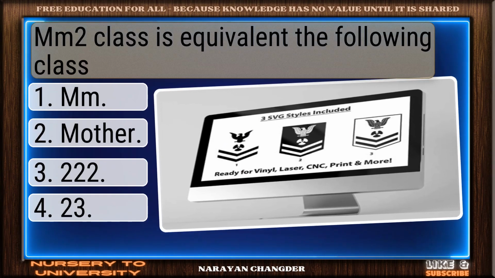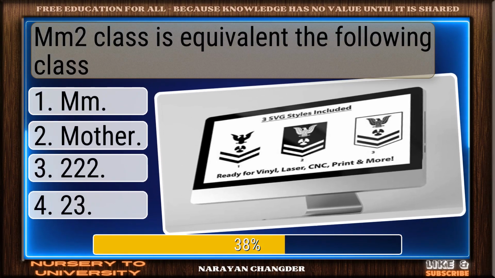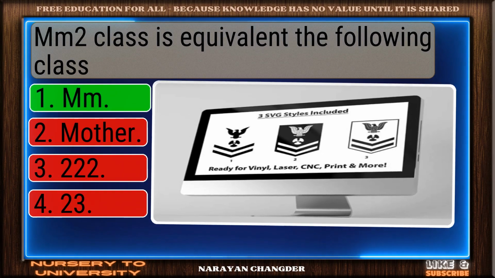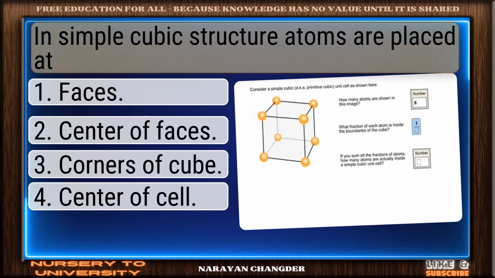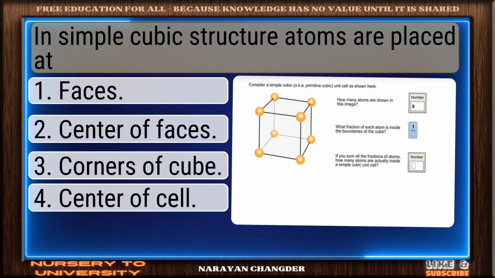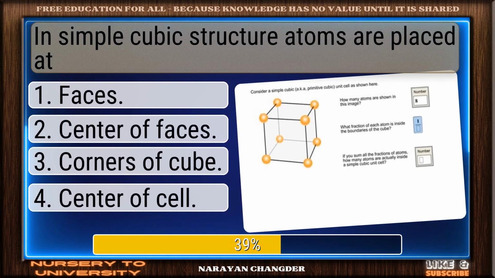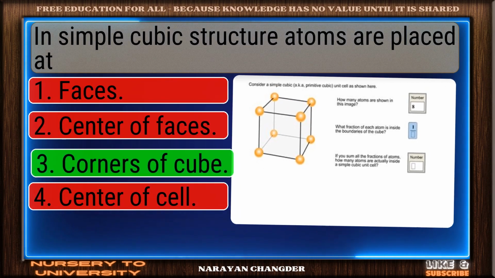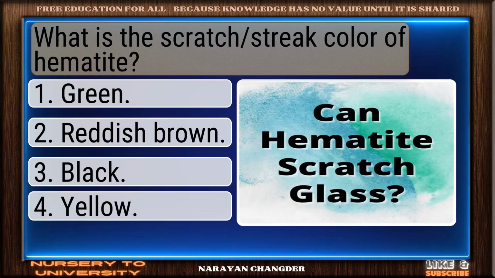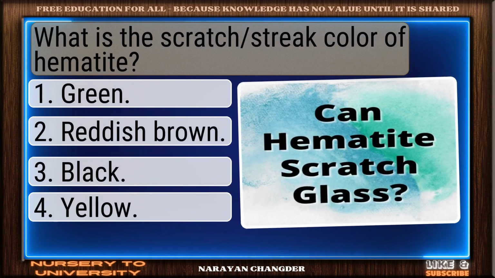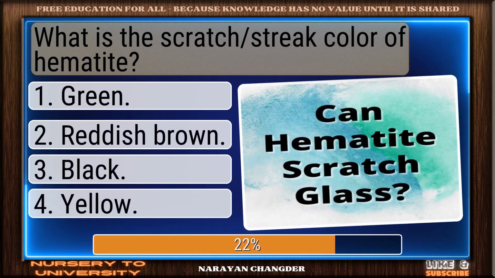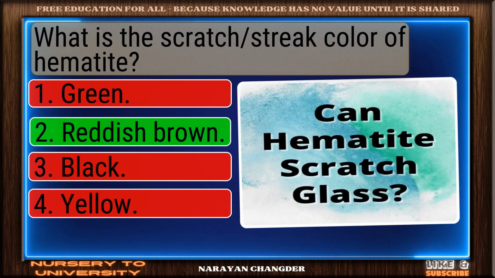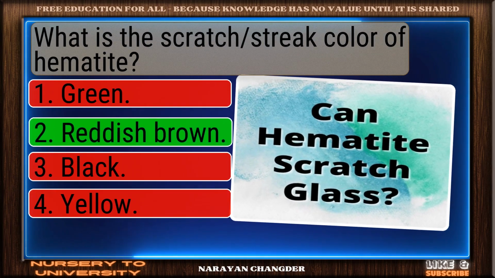M2 class is equivalent the following class. Great job. is the accurate answer. In simple cubic structure, atoms are placed at. Smart move. Corners of cube is an accurate answer. What is the scratch streak color of hematite? Strong choice. Reddish-brown is the right answer.